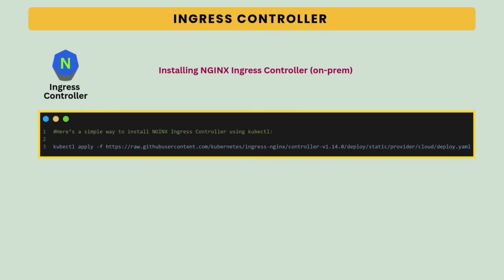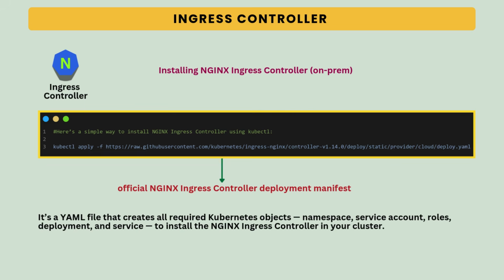We give this command kubectl apply -f, then this URL. This URL is nothing but it just points to the official NGINX controller deployment manifest. It's a YAML file that creates all the required Kubernetes objects like namespace, service account, roles, deployment, and service to install the NGINX Ingress controller in your cluster.